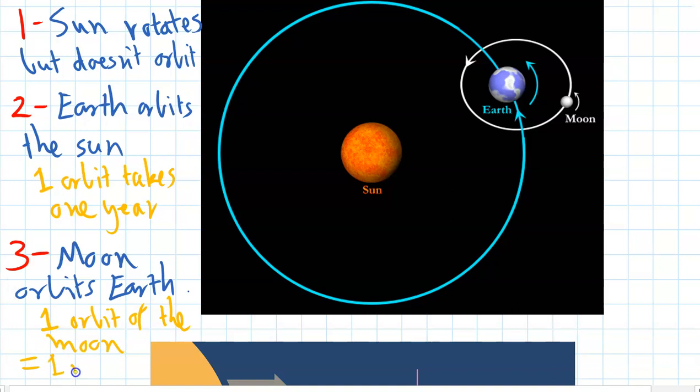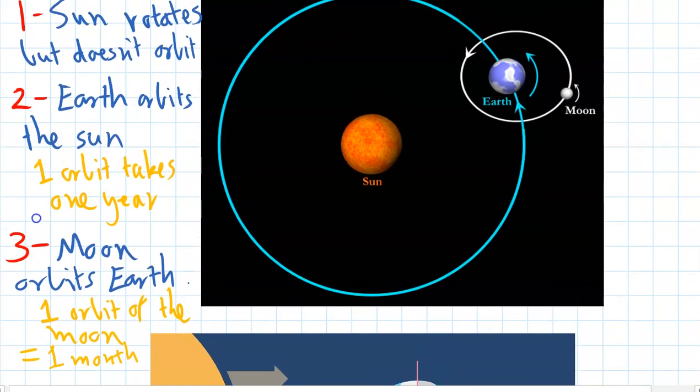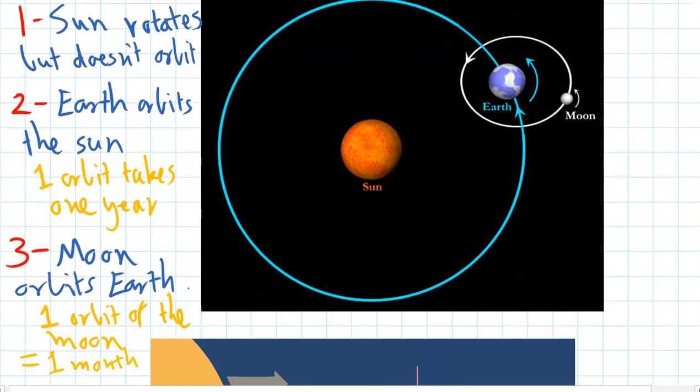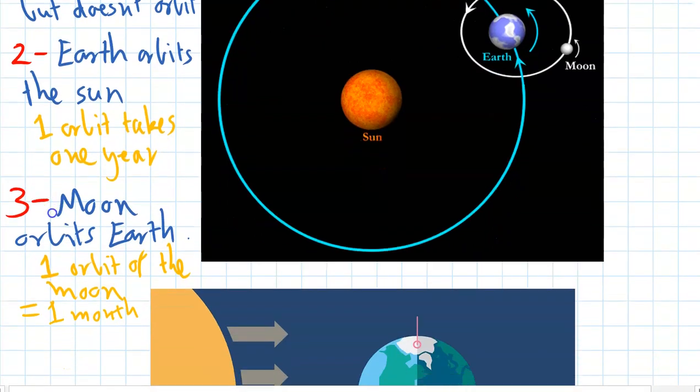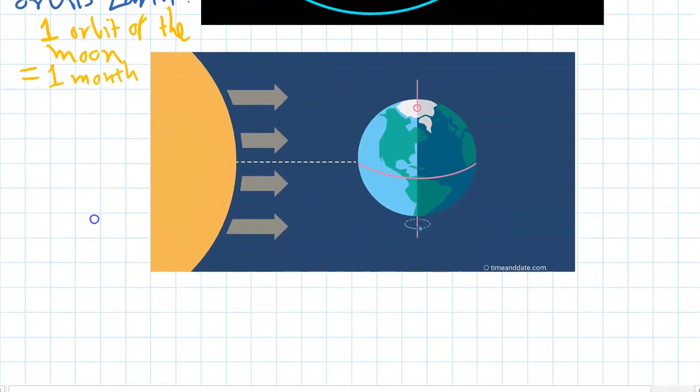Equals 1 month. And again, that's how we came up with the length of the months. Approximately. The months do change, but on average, the Moon goes around the Earth once every month. Okay. So once we know the orbits, then we can understand how night and day works.